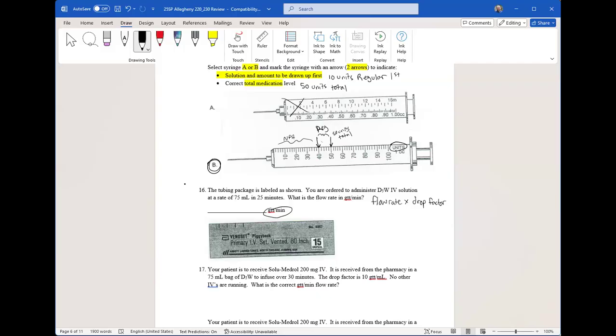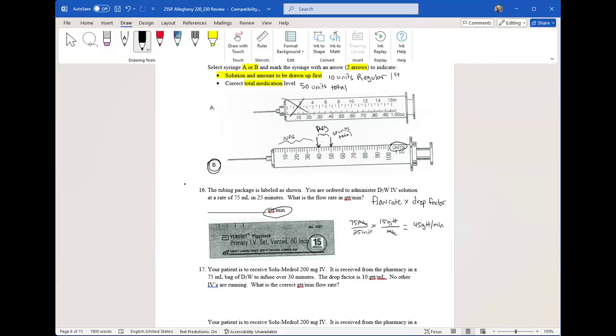So I'm going to take my flow rate, which is 75 milliliters per 25 minutes, multiply by the drop factor, which is here on the label, 15 drops per milliliter. So milliliters are gone. I'm getting into my drops per minute rate. And I plug that into my calculator, and I'm going to get 45 drops per minute.